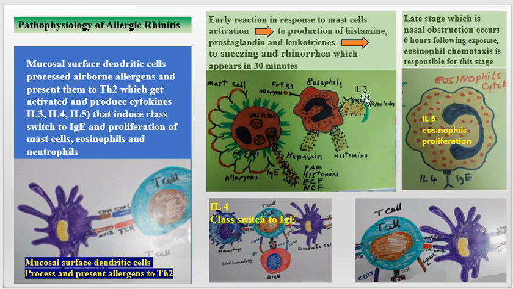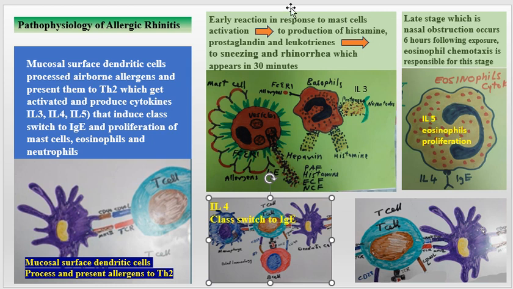For example, interleukin number 3, it acts on basophils and maybe mast cells, and interleukin number 5, it acts on eosinophils and leads to eosinophil proliferation, and interleukin number 4, and this is very important for the class switch to IgE antibodies. So allergic rhinitis is characterized by early and late stage responses.